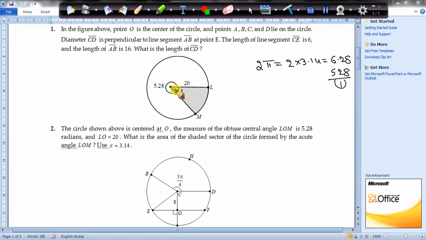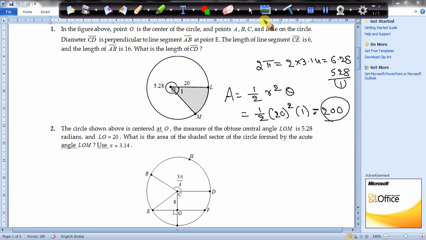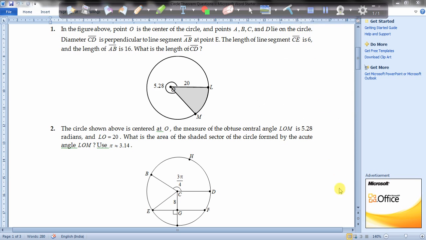So the area of the sector when the angle is in radians is half into r square into theta. So half into 20 square into 1. Half into 20 square into 1 is 400 by 2, which is 200. So the answer for the second question should be 200. Now you can see the next question.